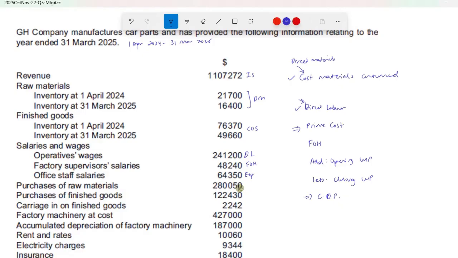Purchase of raw material is direct materials matter. Purchase of raw materials will be tabulated in cost of materials consumed. Purchases of finished goods will be in the cost of sales section in the trading statement. Carriage of finished goods is also added to cost of sale, added to purchases in cost of sale. Factory machinery at cost and accumulated depreciation is needed to check depreciation for machinery.